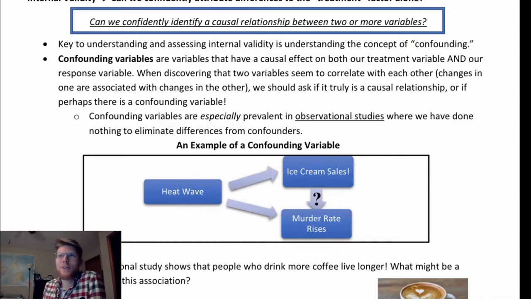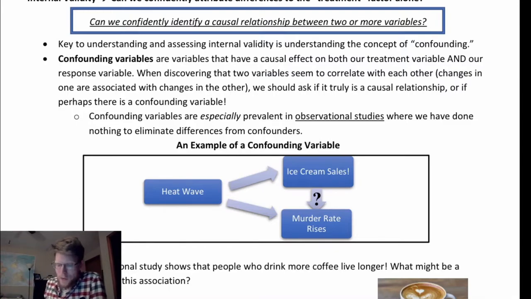But there's a really good explanation. There's a confounding variable in this relationship, and that would be temperature outside, and whether there's a heat wave or something like that. When temperatures are hot, people are more likely to buy ice cream, and when temperatures are hot, people are more likely to get angry and act violently. Not all of us do that, but such issues are more likely to happen in a community when temperatures are high and people are overheated.